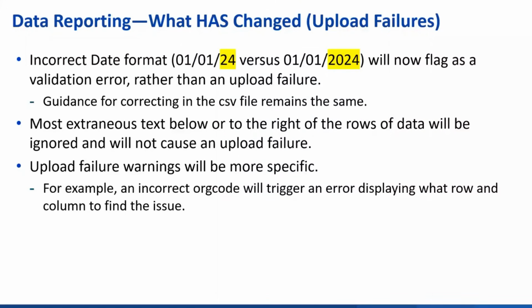For example, the warning may indicate that there is a missing entry in row 3, column 2. This corresponds to the cell in the third row of column 2. Navigate to that cell in your spreadsheet and make the update and then attempt to re-upload.